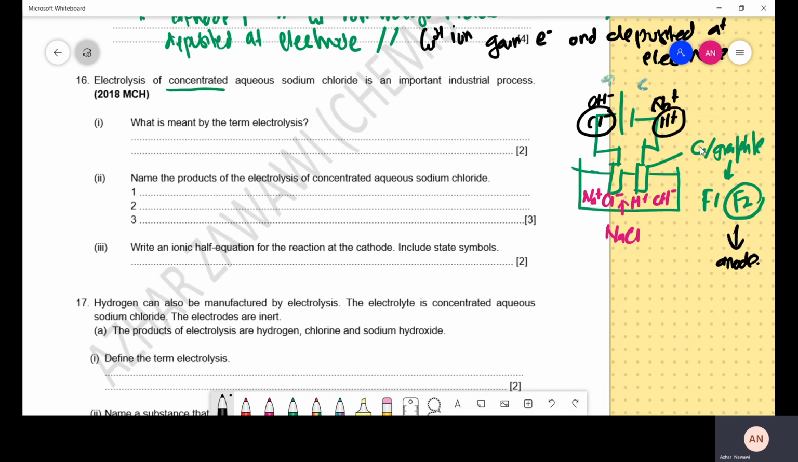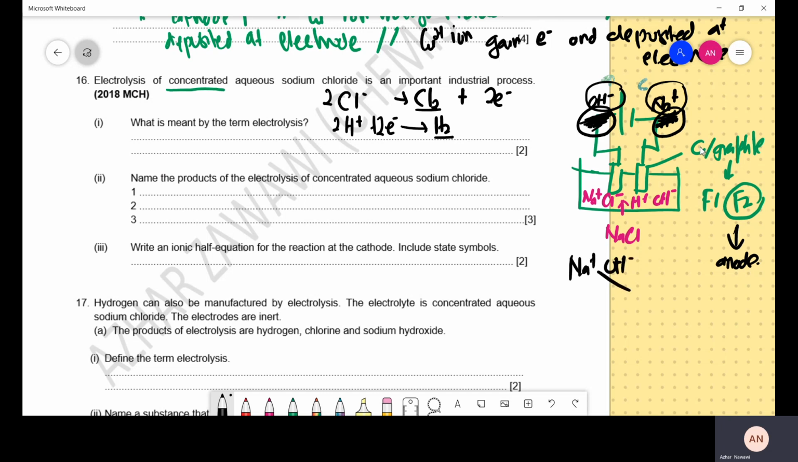So you do the half equation. 2Cl- becomes Cl2 plus 2 electrons. You do the same for H+: 2H+ plus 2 electrons becomes H2, with the electrons on the left side. Positive and negative should be together, right? So your products are chlorine gas and hydrogen gas. But now chloride is gone because you already discharged it, and H+ is gone too. What you have left are Na+ and OH-. If you combine these, by cross multiplication you get NaOH.